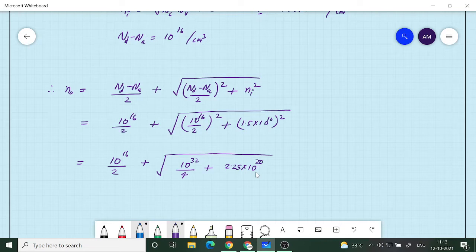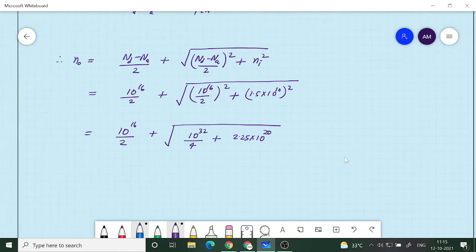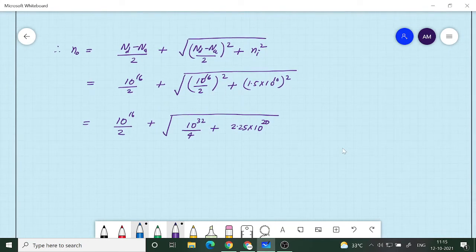So when you add something like this, you should have an understanding to compare these numbers in the square root. One of them is 10 raised to 32, the other is 10 raised to 20. If you look at this addition, immediately you should be able to tell that this is so negligible, you don't even need to consider it. Why? Because if you write these two numbers, this will have 32 zeros and this will have 20 zeros.